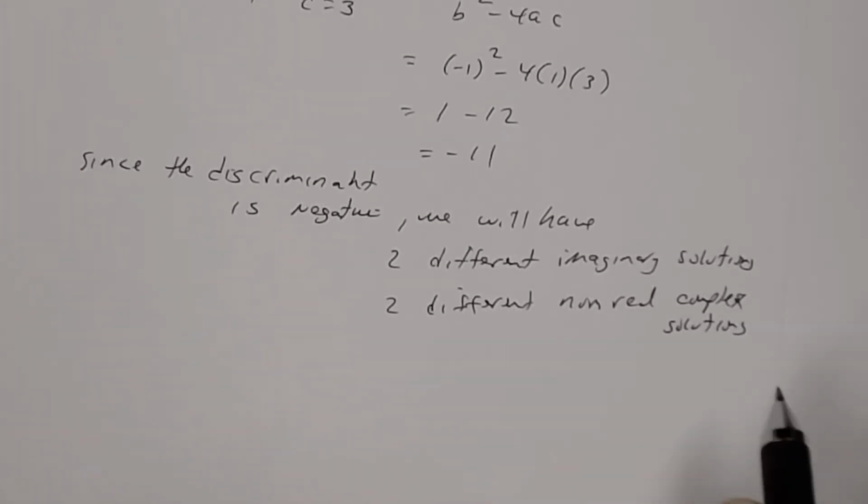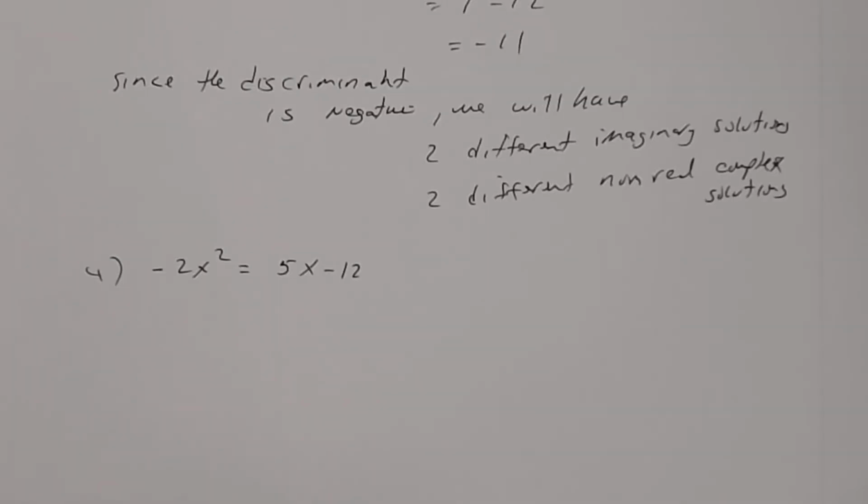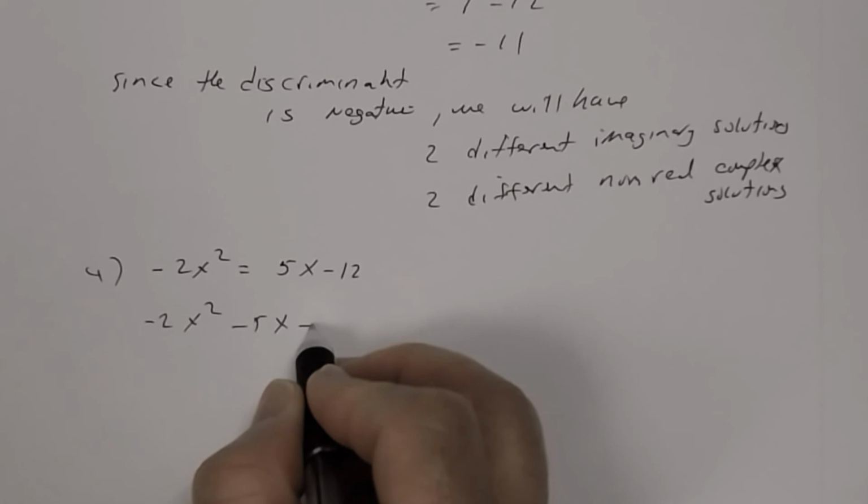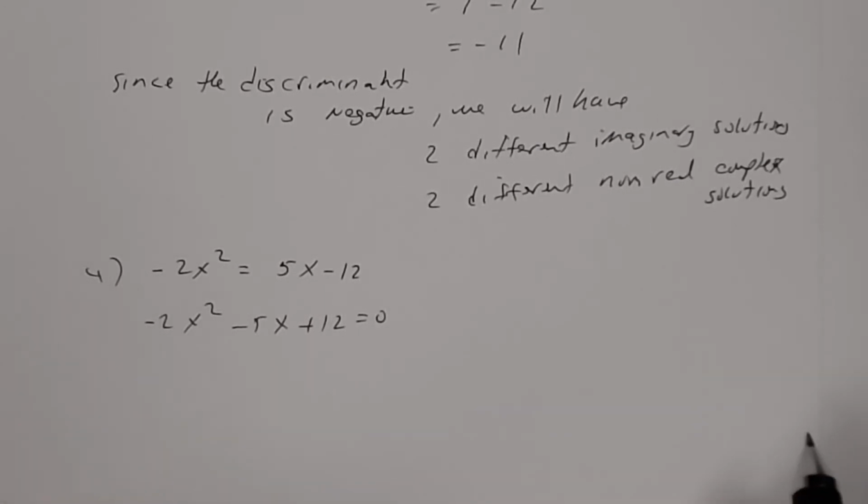All right, and so let's look at another one. Let's look at one more. Let's look at number 4. Finally, let's do number 4. Notice that this quadratic equation is not in standard form, so let's go ahead and put it in standard form. I'm going to get negative 2x squared minus 5x plus 12 equal 0.